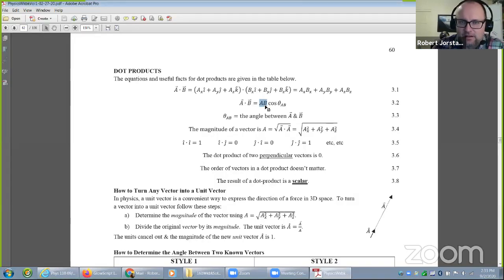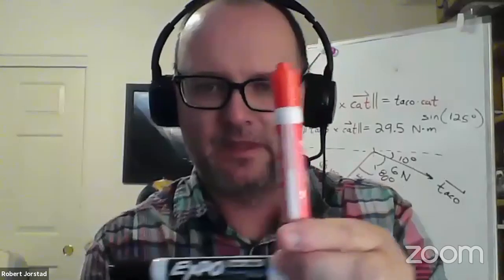Let's go back to that screen. Now, you could see this as well. AB cosine theta AB. So this is the polar way of doing it. If you have two perpendicular vectors, the angle between them is 90. If you punch it in on your calculator, cosine of 90 degrees is 0. So again, that gives you the same result. All right. Now let's see, where were we here? Let's get back to that.